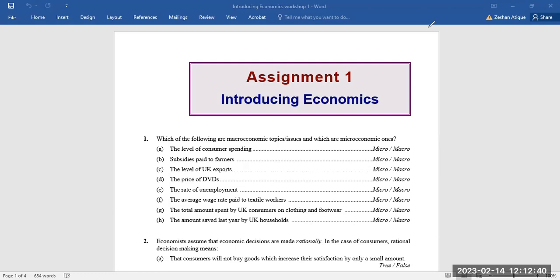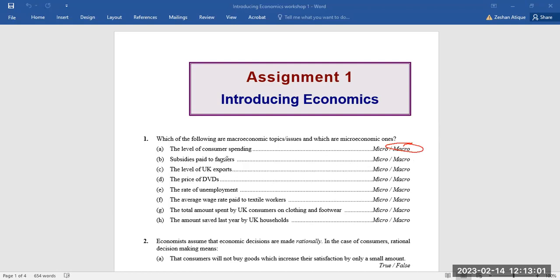For example, if you look at A, it is about consumer spending. Now, it is about all the consumer spending in the country. This is a macro issue. It cannot be a micro issue because it is not related to one particular sector. It's not related to any one particular kind of firm or industry.